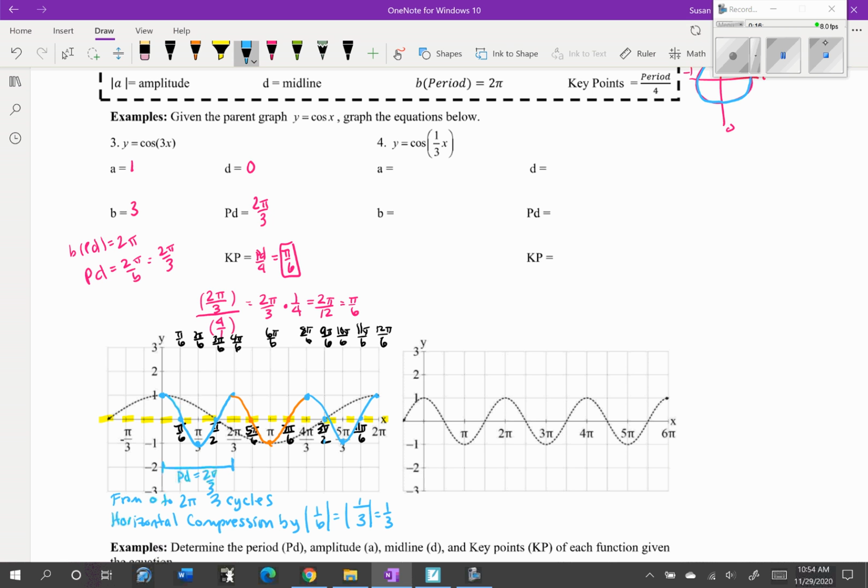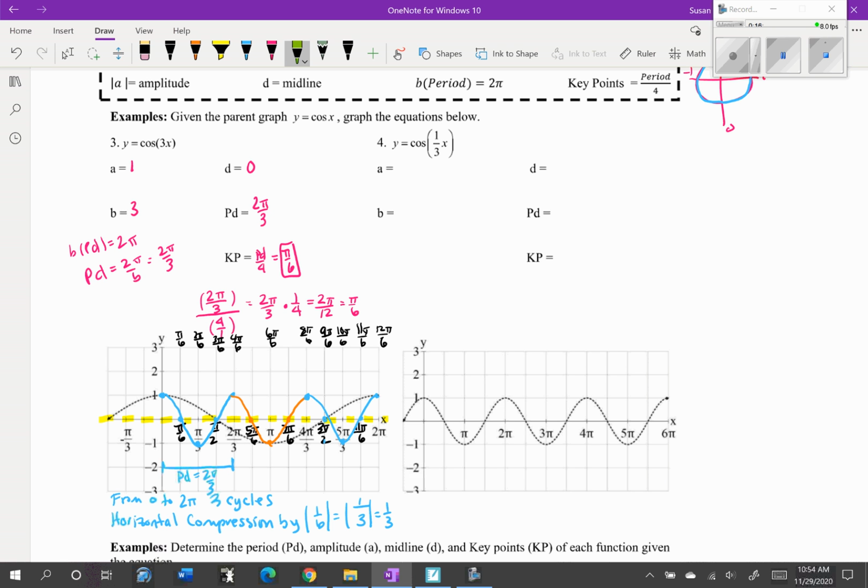So that's why it's a horizontal compression by 1/3, because from the parent graph we have compressed it in, and that's why the b value is 3, because again there's 3 cycles within one parent wavelength. But again, it's opposite of what you think. It's not a horizontal stretch, it's a horizontal compression to get those 3 waves inside the parent graph. So now let's go ahead and look at the next one.